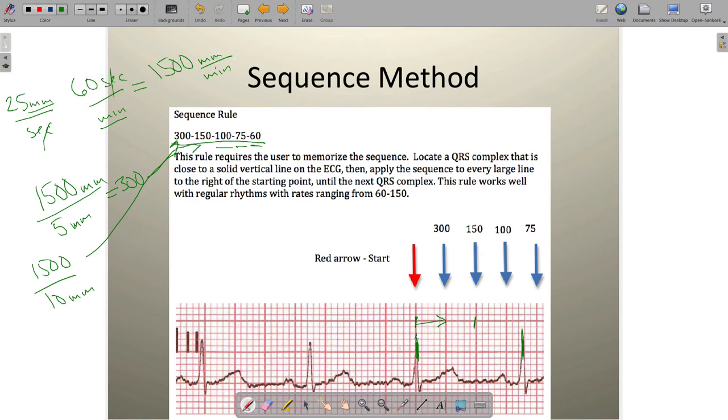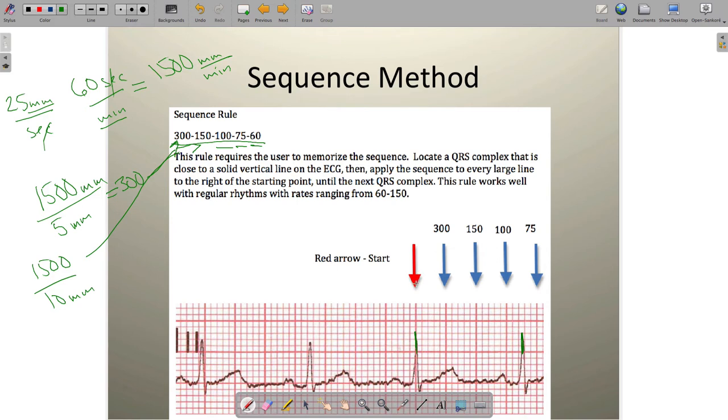So this sequence comes from taking the total number of millimeters per minute and dividing it by the number of millimeters that separates two distinct things on the EKG, two distinct waveforms. So let's take a look at what happens on the EKG. We're going to use this rule to measure the rate here. This is a QRS complex that we can easily recognize. Now, we want to see what the rate of these QRS complexes per minute is.